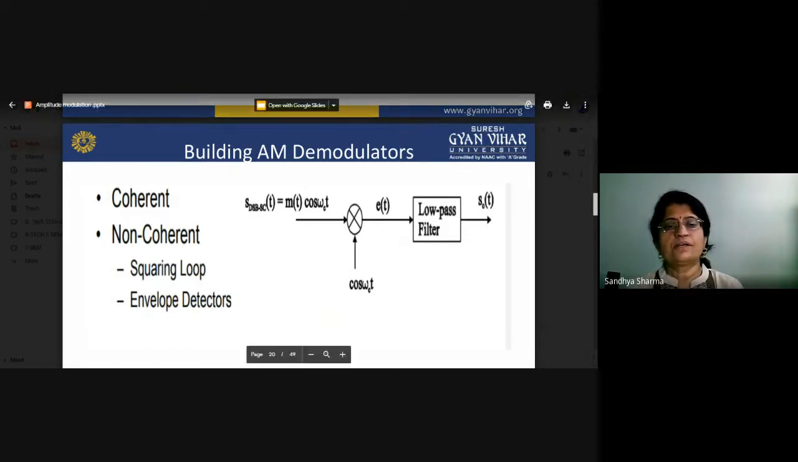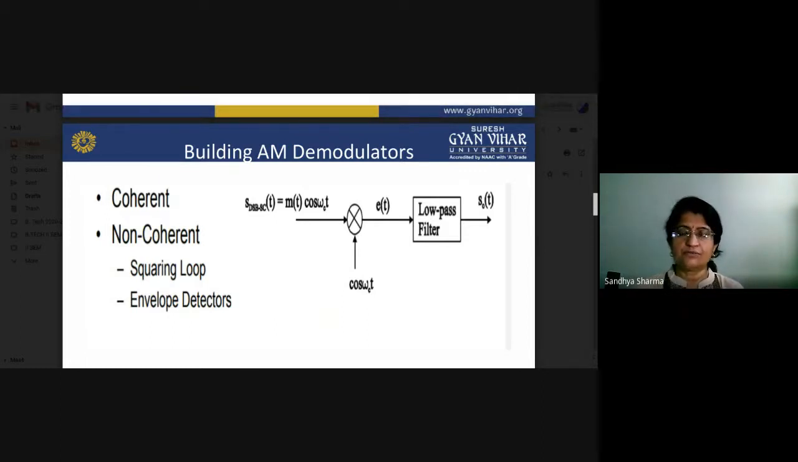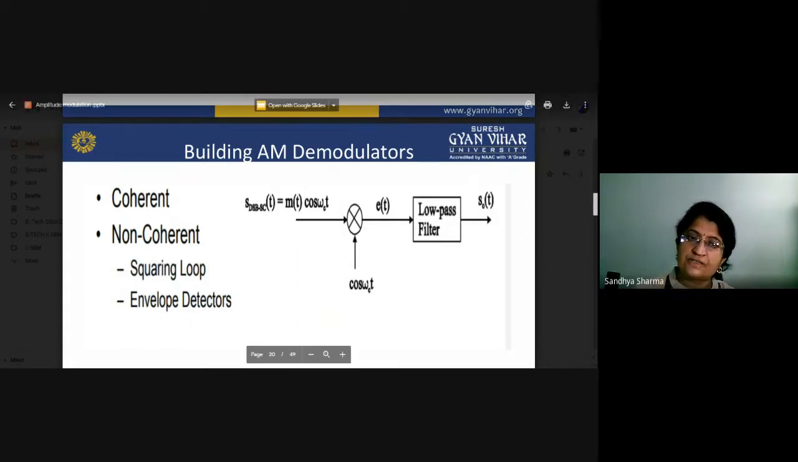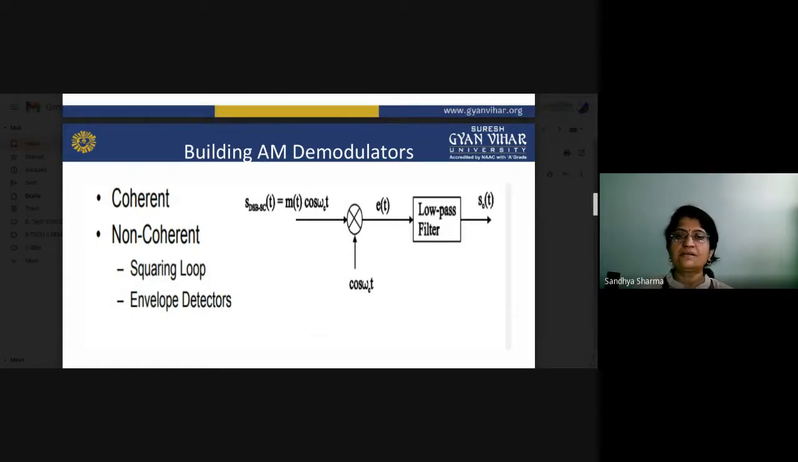If we are talking about non-coherent demodulation, it means you do not have to multiply by the same phase and frequency with the resultant signals. So you have to opt for the non-coherent techniques. And what are the non-coherent techniques? Squaring loop and envelope detector. These two are the methods of AM demodulation which we use for the non-coherent technique, and in the coherent technique, we have to multiply the carrier signal with the modulated signal.